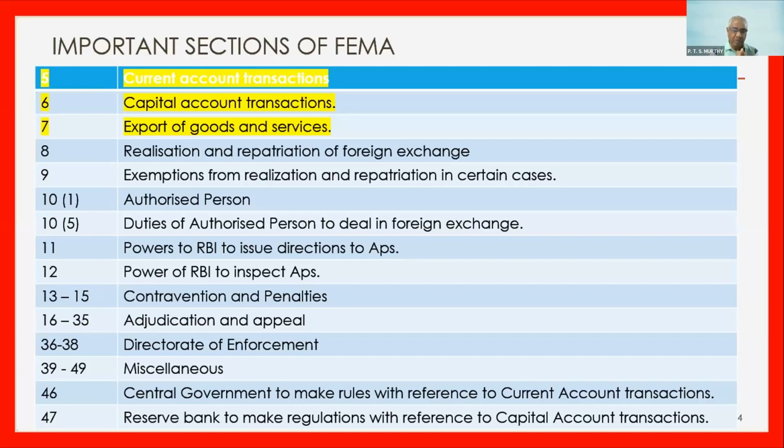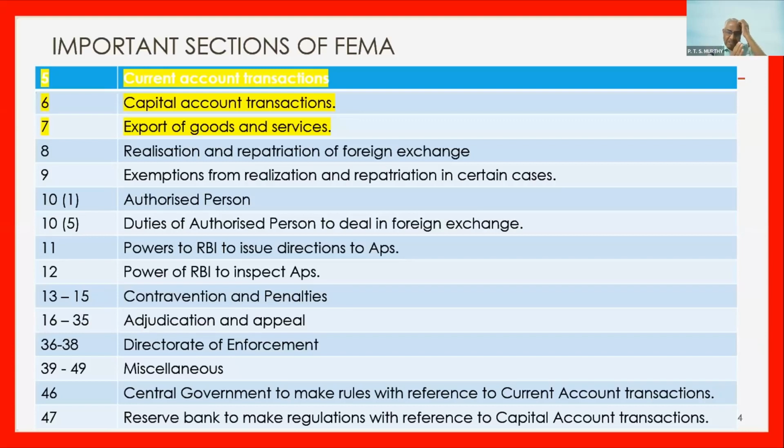Okay, these 4 put together are called authorized persons. Authorized dealer category 1, commercial banks. Authorized dealer category 2, RRBs and certain cooperative banks. Authorized 3, government agencies. The fourth one is FFMCs, full-fledged money changers who are dealing in the buying and selling of foreign currencies. This is section 10.1 we have to remember.